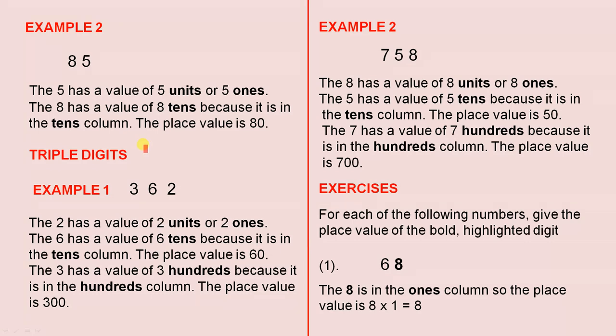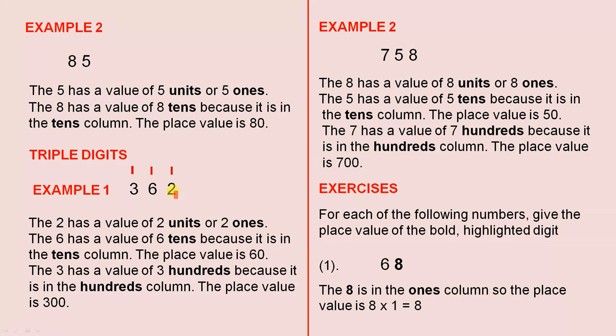Triple digits. Now triple digits mean that's the same as the number 3. Triple is like 3. 3, 6, 2. There are 3 of them. 1, 2, 3. The 2 has a value of 2 units or 2 ones because that's in the units column. The 6 has a value of 6 tens because it is in the tens column. And I'll bet you know what column that 3 is in. Yes. The 3 has a value of 3 hundreds because it is in the hundreds column. So the place value is 300.